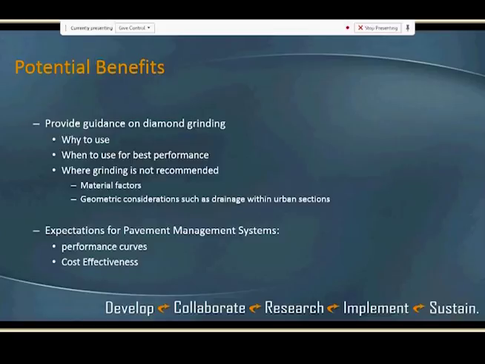Because diamond grinding, depending on what you use, particularly the next gen grinding, can be fairly expensive per square yard. And if your performance is low, if you're losing that after a year or two and your faulting is back or whatever you're trying to fix, you really haven't effectively spent those dollars. And then expectations for pavement management systems. What should we be putting in there for curves? How effective is it, and what kind of performance and cost effectiveness are we seeing?